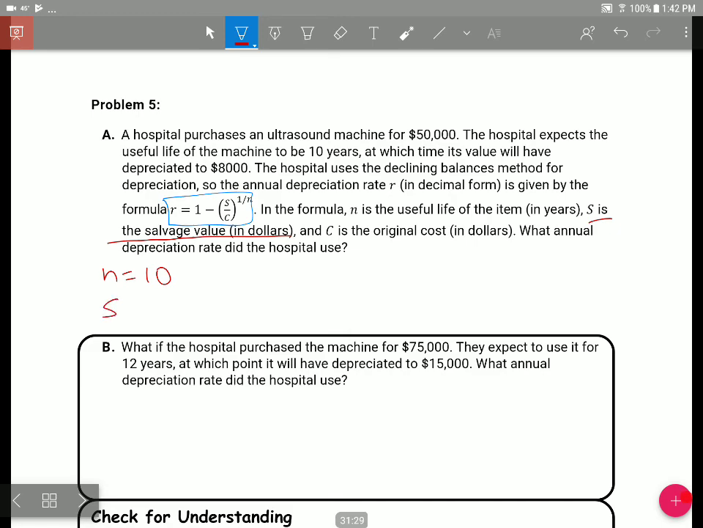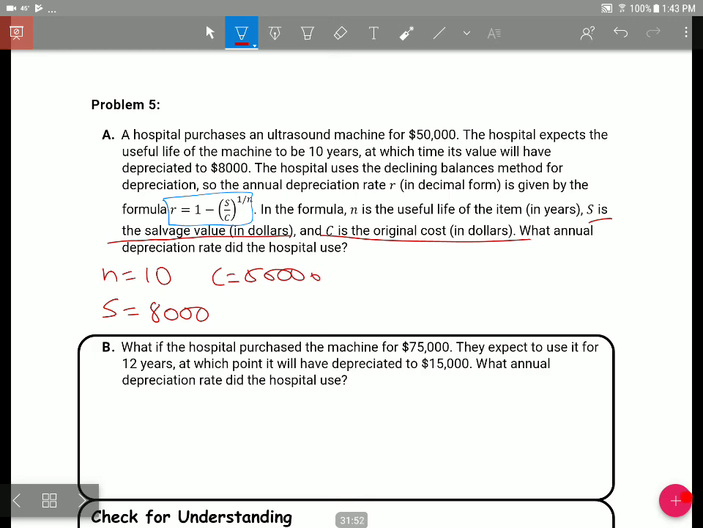It's kind of like, you've heard of a salvage yard before? That's a junkyard. A salvage yard is where they have all the old cars just piled up, because they have just sold them for parts. If I sell it, I'm going to salvage it for 8,000. Okay? C is the original cost. Well, what's the cost? 50,000.